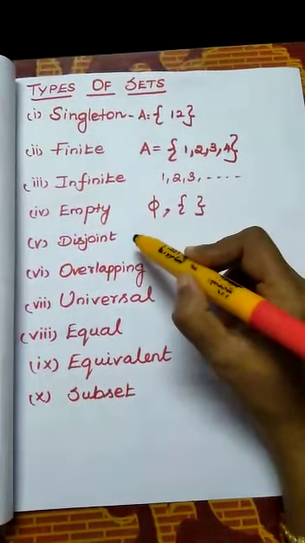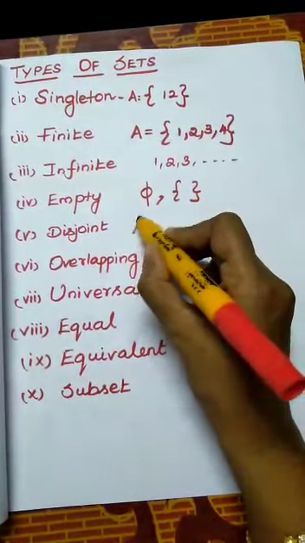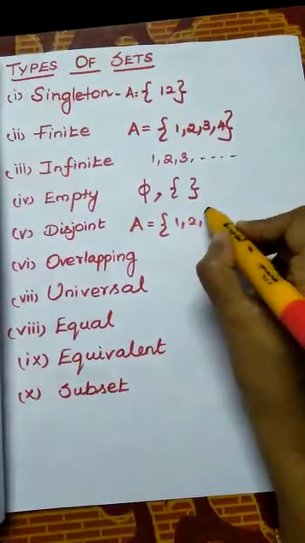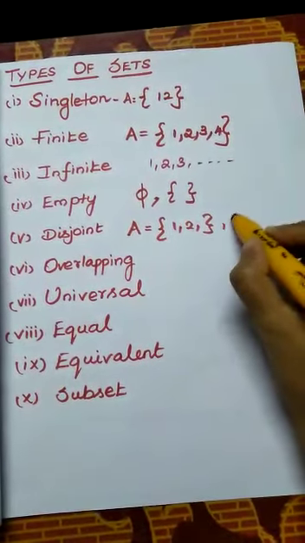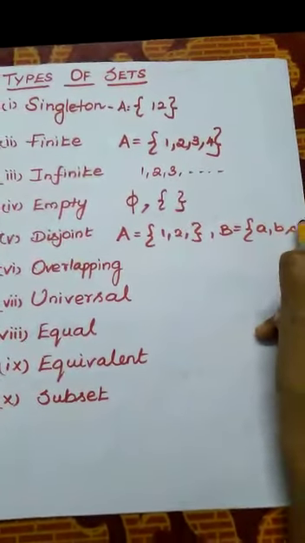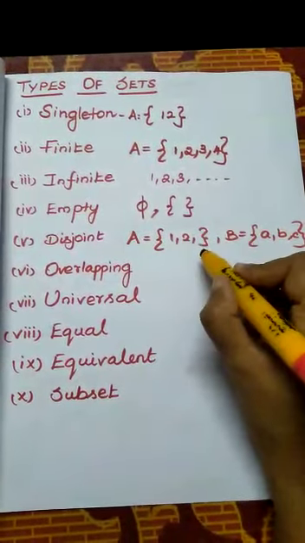The next one is disjoint set. Sets having no elements in common. We have to take any two sets. The first set is A is equal to {1, 2, 3} and the set B is equal to {a, b, c}. Here no element is common. This is an example for disjoint sets.